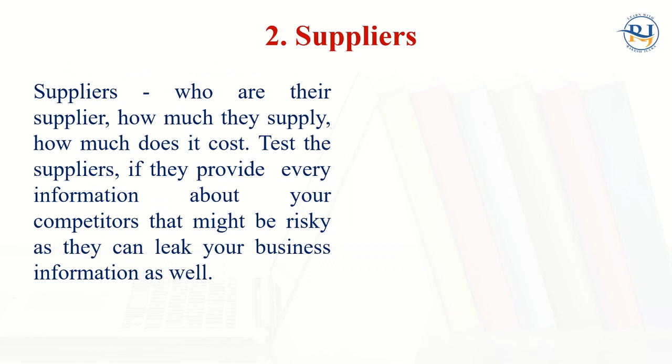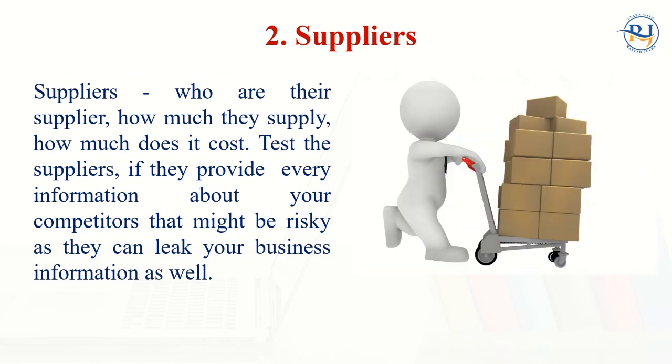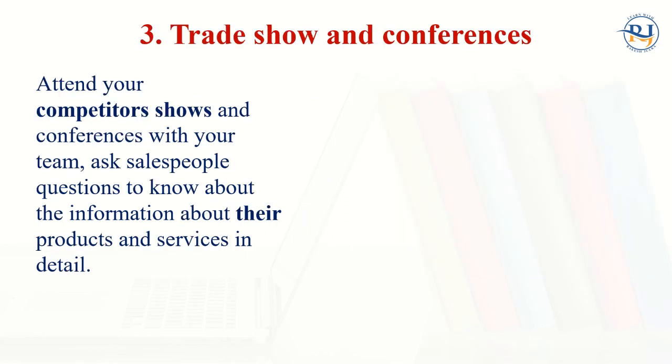The second one is suppliers. Who are the competitor's suppliers? From where is your competitor getting goods and services? You need to know about that: what the prices are, how much they supply and how much it costs. Test the suppliers. If they provide every piece of information about your competitors, that might be risky, as they can leak your business information as well.